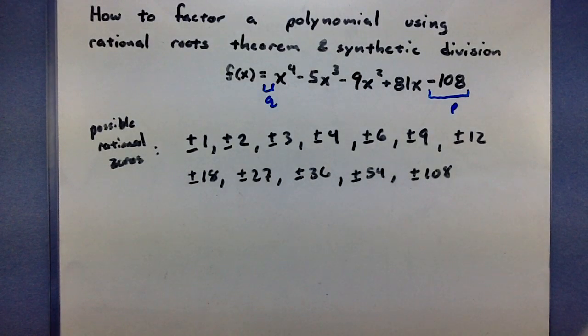Now since I do have so many, I kind of want to use Descartes' rule of signs here so I can see how many I can expect will probably be positive and how many are going to be negative. Let's go ahead and take a look at that process.